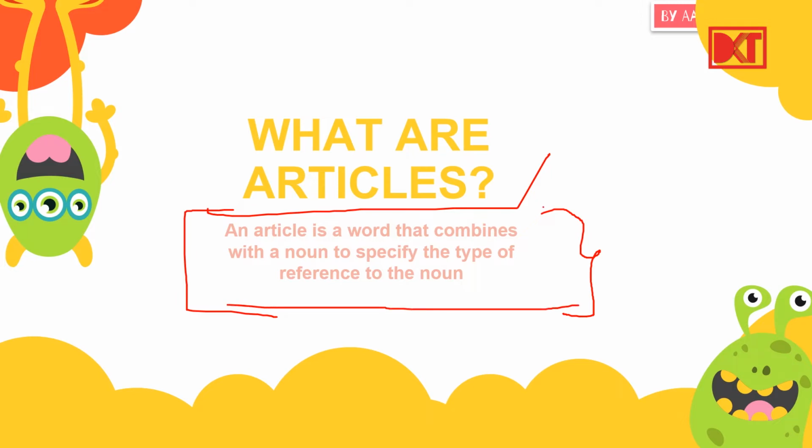An article is a word that combines with a noun to specify the type of reference to the noun. ये तो समझ आ गया कि जो आर्टिकल है वो नाउन के साथ यूज होगा. To specify the type of reference to the noun. मतलब आर्टिकल जो वर्ड है वो नाउन के साथ यूज होगा और स्पेसिफाई क्या करेगा? Type of reference to the noun.